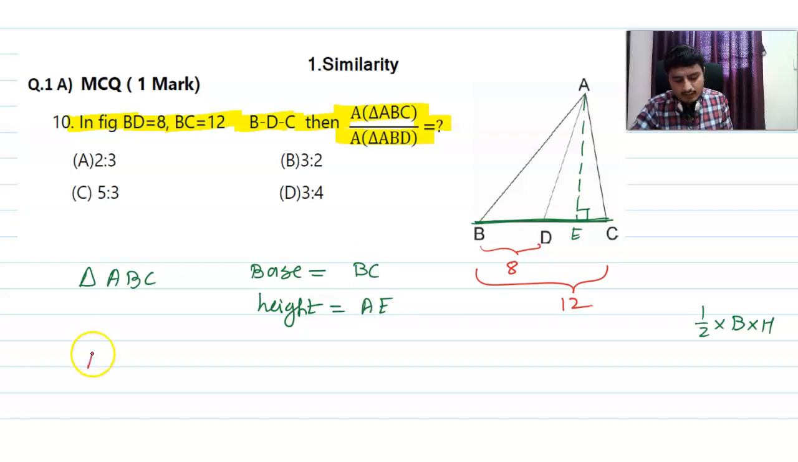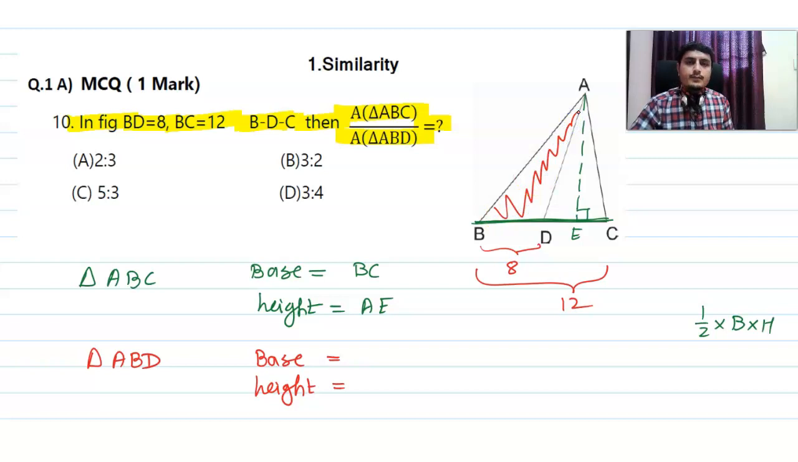Now look at the second triangle, triangle ABD. For triangle ABD we write the base and height. Look at triangle ABD carefully, it is an obtuse angle triangle. Once we draw the perpendicular from point A on its opposite side BD, we have AE as the perpendicular on extended BD. That means AE is the height drawn on extended BD, so BD is the base. So we write BD is the base and AE is the height.